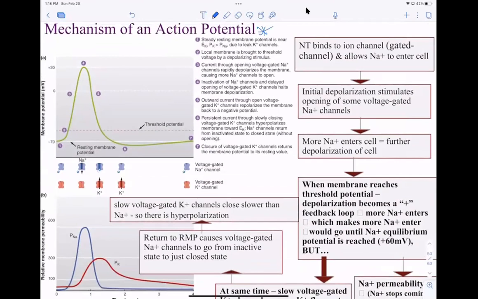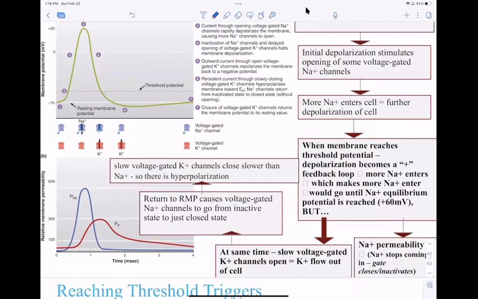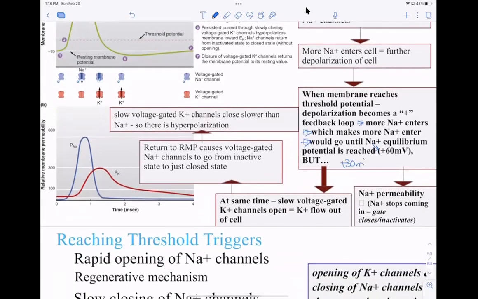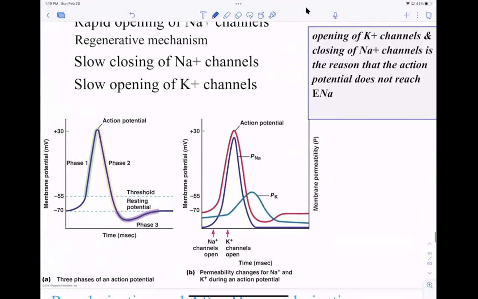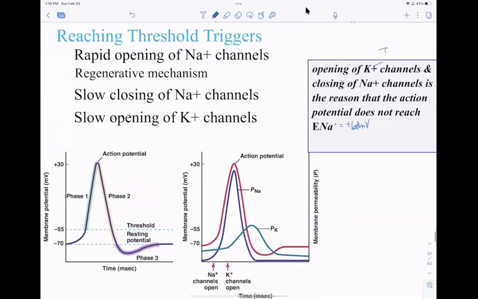Read through this. You can pause and read through all these steps because I keep saying kind of the same thing over and over again. But when the voltage-gated sodium channels open, more sodium enters, which then makes more sodium enter, as sodium tries to reach its equilibrium potential at positive 60, but at positive 30, two things happen. The gate becomes closed, right? And so you have a decrease. Sodium can't come in anymore. And at that same time, slow voltage-gated potassium channels open and potassium flows out and starts to repolarize the cell. So neither sodium nor potassium ever reach their equilibrium potential, but they both try to get to their equilibrium potential. And again, sodium is going to be a positive 60 and potassium is going to be a negative 94.